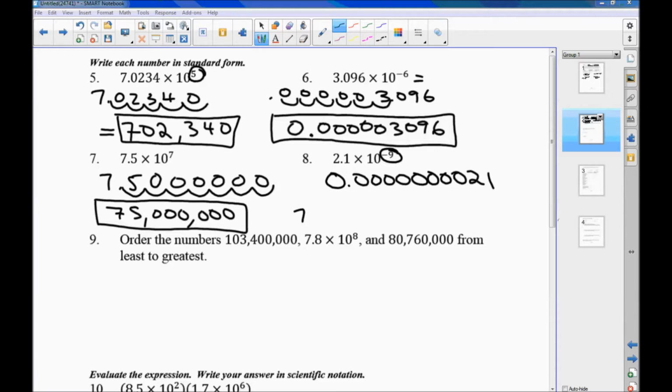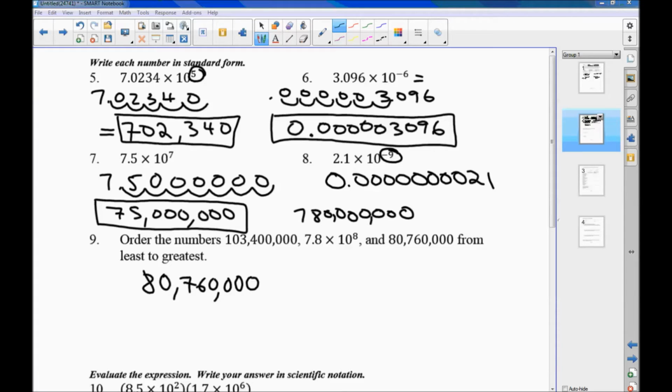So this will become 7, 8, and I got to move it decimal 7 more times, so I'll add 7 more place value zeros. It's 4, 5, 6, 7. So that's going to be 780 million. So that's going to be the biggest one. So my smallest one's going to be 80 million.